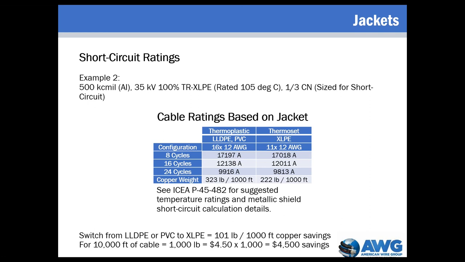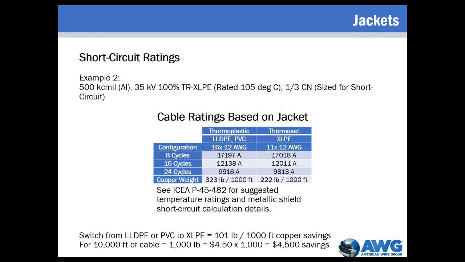When a thermoplastic jacket is used, such as linear low density polyethylene or PVC, the maximum concentric neutral short circuit temperature would be 200 degrees Celsius. Since this is the reference design, the 1/3 concentric neutral is sized based on conductivity, resulting in 16 12-gauge bare round copper wires.